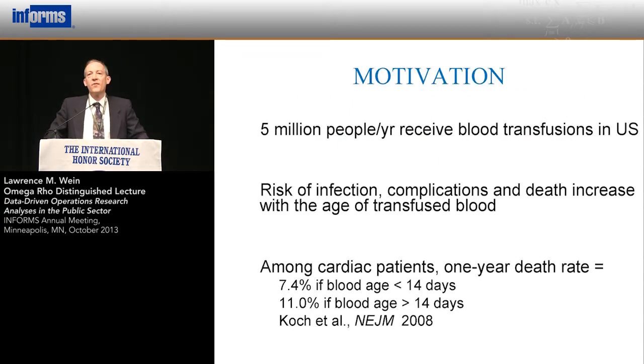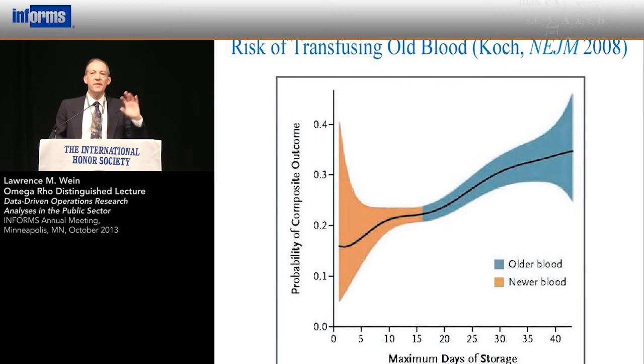Okay, so a little background. 5 million people per year in this country get a blood transfusion. The motivation for this work is that it's recently been shown that the risk of bad things, even death, occurring has an association with the age of the transfused blood. By that, I don't mean the age of the donor.